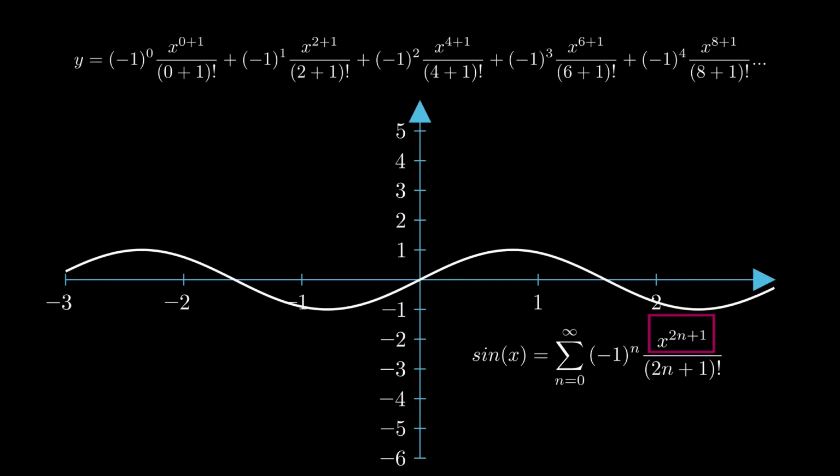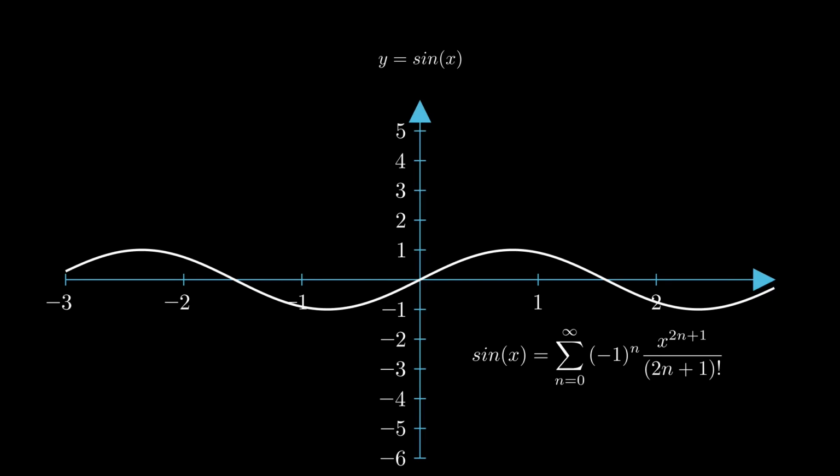Interestingly, the expression 2n plus 1 will, for any value of n from 0 to infinity, yield an odd number. Think about it. 2 times any n will be divisible by 2, and so by definition, it is even. Add 1 to any even number, and it will be odd. This means that every term we add to the sum will have an x raised to an odd power, meaning it's symmetric about the origin. Correspondingly, even though the sine function itself has no power of x, it's an odd function symmetric about the origin.